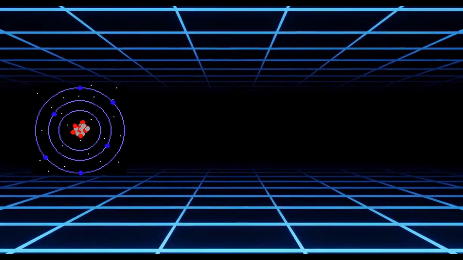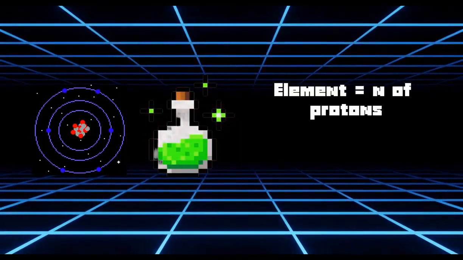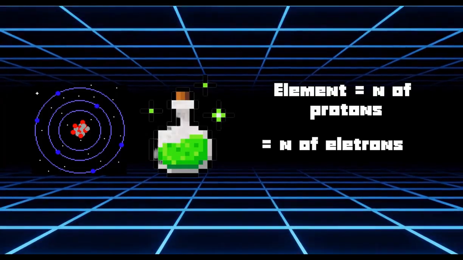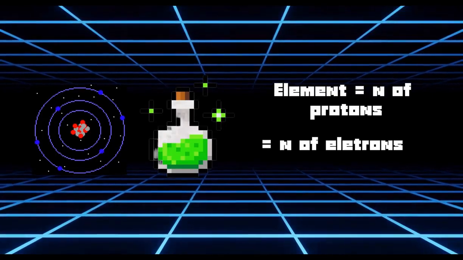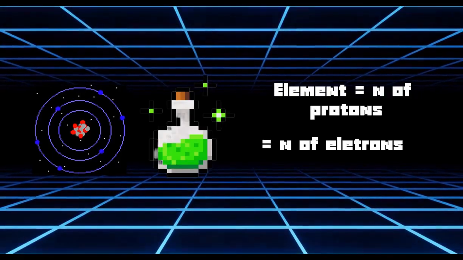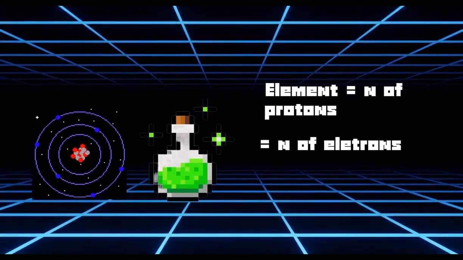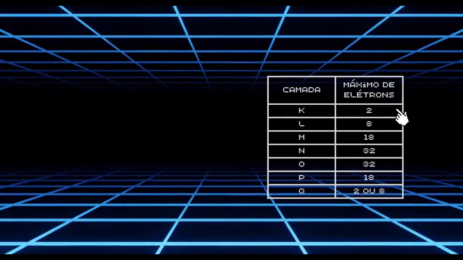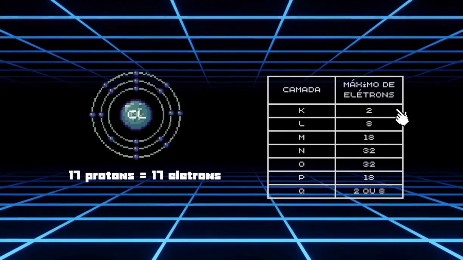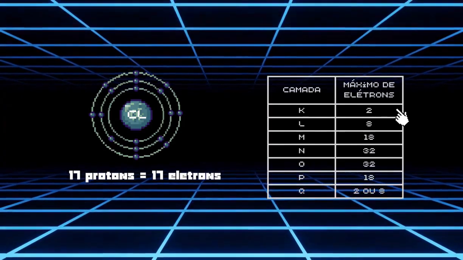So we remember that an element is defined by its number of protons, right? And if it has a certain number of protons, that means it will have the same number of electrons. And these electrons will be distributed among the energy levels, which is basically a division that science created to try to understand how many electrons fit in each shell. For example, the K shell can hold 2 electrons, and we start the distribution there. So taking chlorine as an example, which has 17 protons, that means it will have 17 electrons.